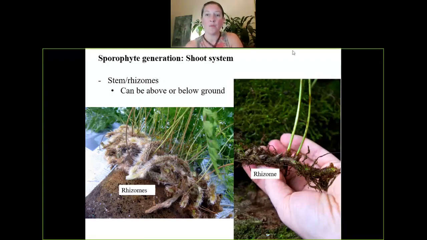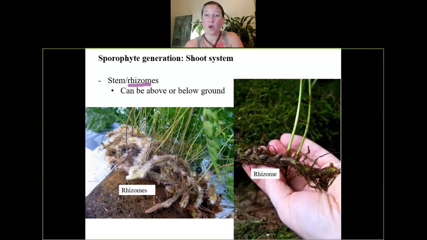So ferns have stems that are also called rhizomes. You'll see that term rhizome in your lab, but rhizome just means a stem that grows horizontally, a horizontally growing stem as versus a vertically growing stem. And the rhizomes of ferns can be above the ground or below the ground.